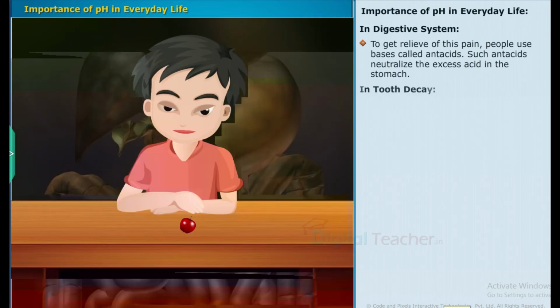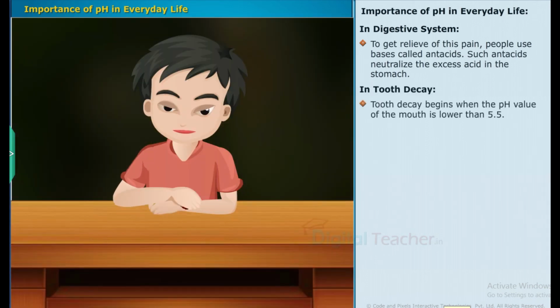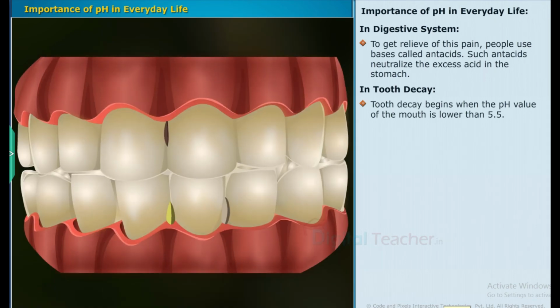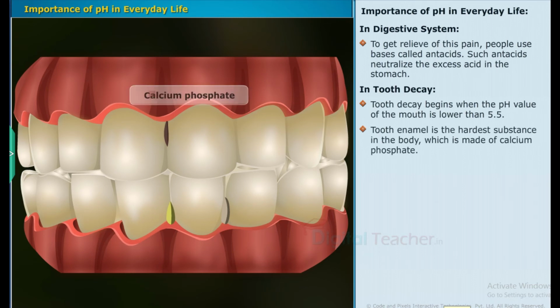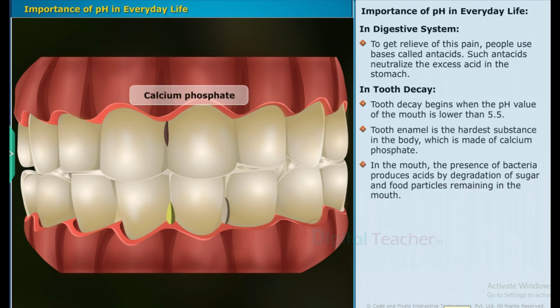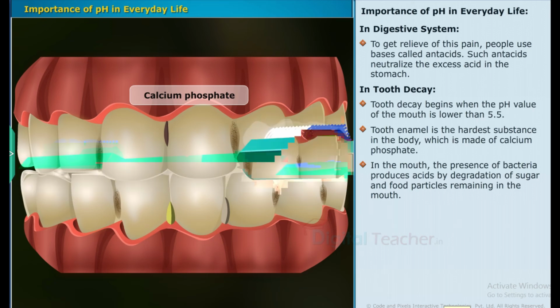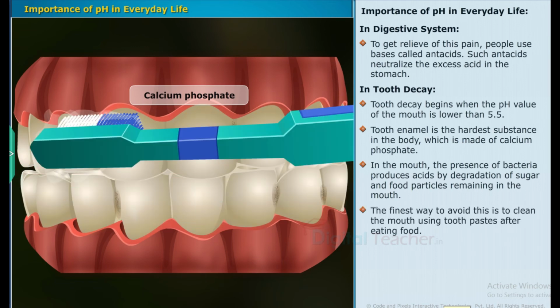In tooth decay, decay begins when the pH value of the mouth is lower than 5.5. Tooth enamel is the hardest substance in the body, which is made of calcium phosphate. In the mouth, bacteria produce acids by degradation of sugar and food particles remaining in the mouth. The finest way to avoid this is to clean the mouth using toothpaste after eating food.